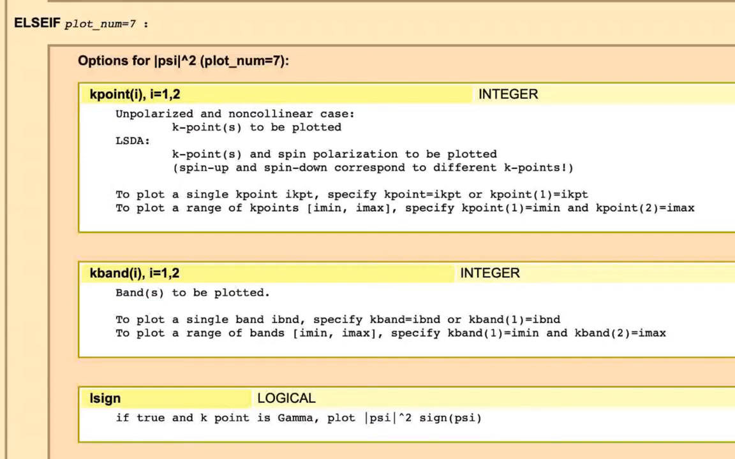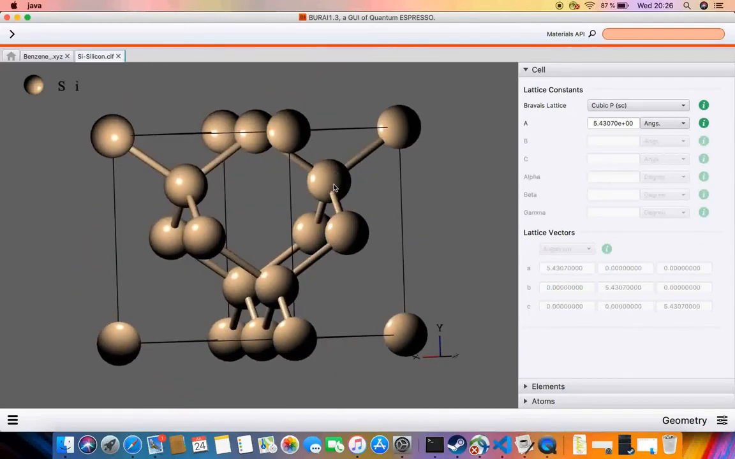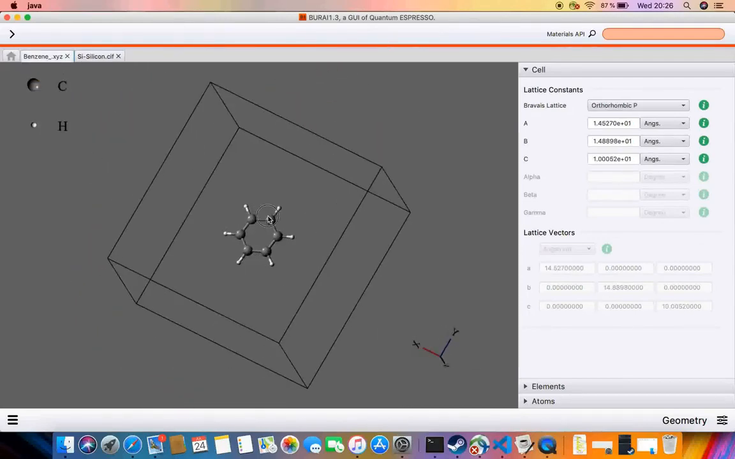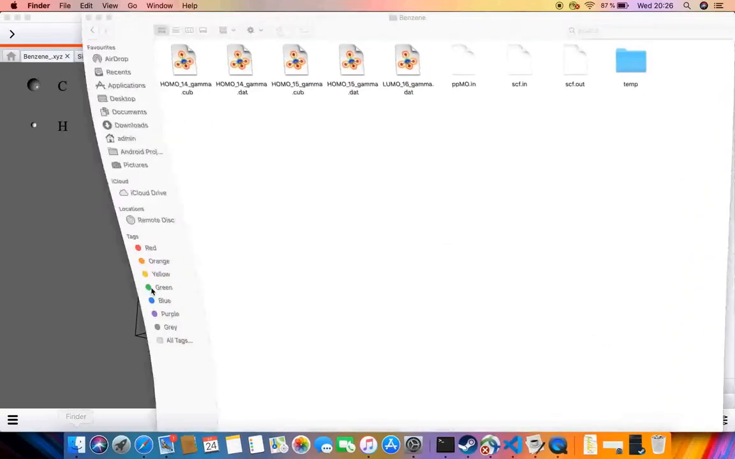As you have seen in my past tutorials, I use BRAI to make an input file for silicon, and I use BRAI as well to make the input file for benzene. And the input files look somewhat like this.